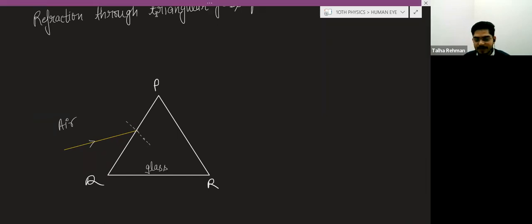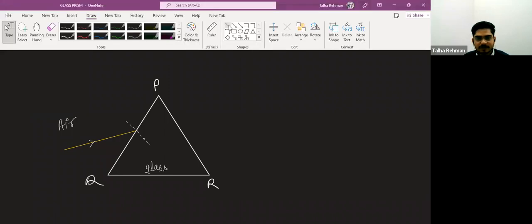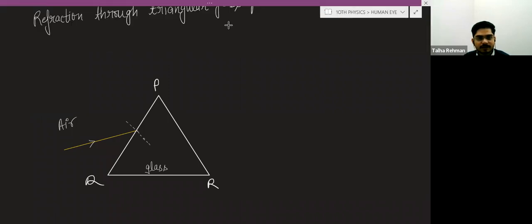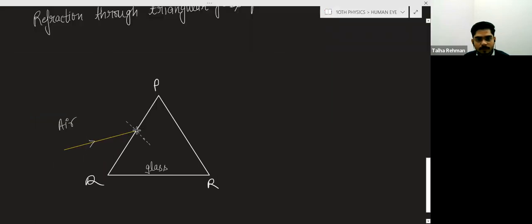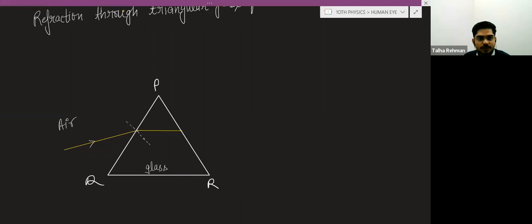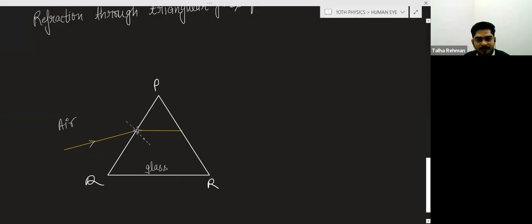So the light ray will be something like this. Bend towards the normal, then it will be something like this. Like this it will be. And if you want to see the original path of the light ray, then the original path of the light ray will be this.